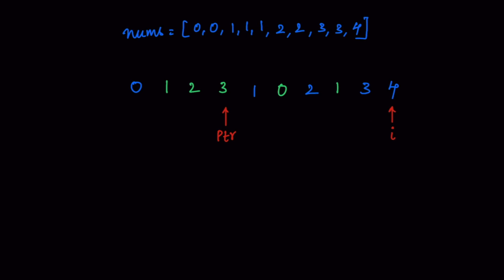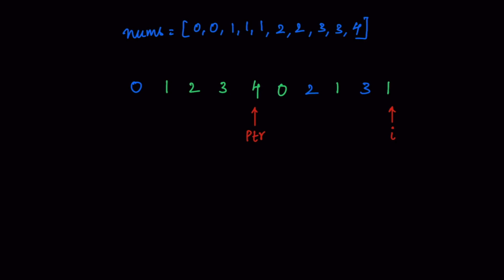Once the i pointer value is incremented, we can clearly see that nums of ptr is not equal to nums of i. In this case, the ptr value will be incremented and the swapping of nums of ptr and nums of i needs to happen. Yes, ptr is incremented and the swapping of nums of ptr and nums of i will happen now. Yes, the swapping is also completed.